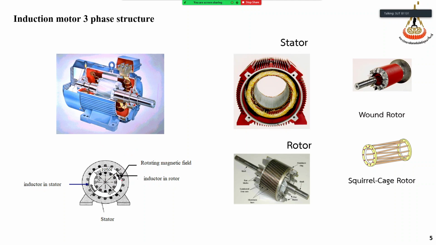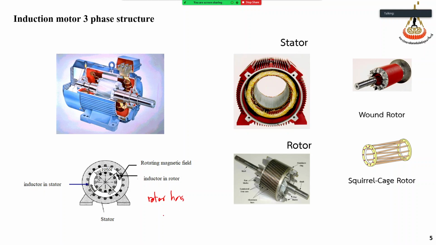If we see the front side view here, we have the coil in the stator. Usually we have three phases, phase A, phase B, and phase C. We build the rotating magnetic field here, and this is the rotor. The rotor will turn in the same direction as the rotating field, but at a slower speed.